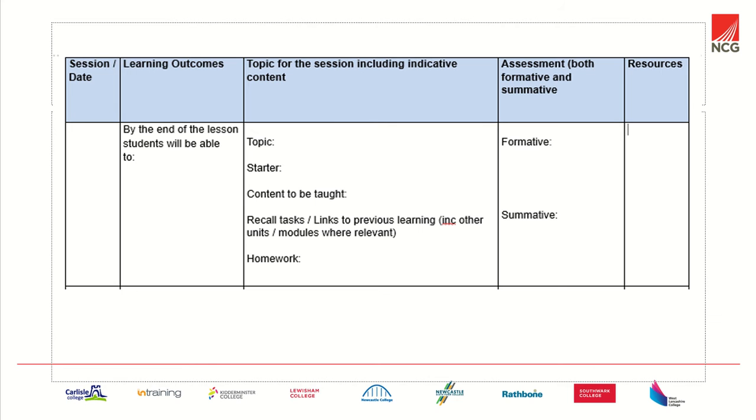The rest of the scheme of learning looks like this. So each session we have our learning outcomes, an overview of what learning will take place and how it will happen, how you plan to assess your students, and any resources that you plan to use. It's worth mentioning here this is your planning document, so what you put in here needs to work for you.